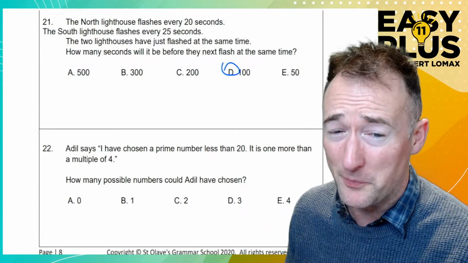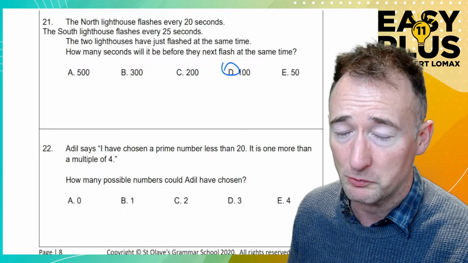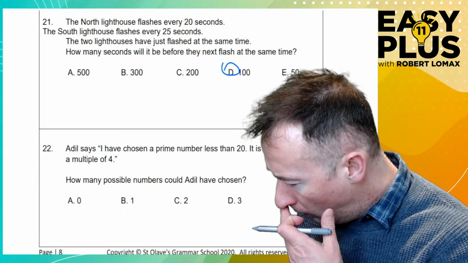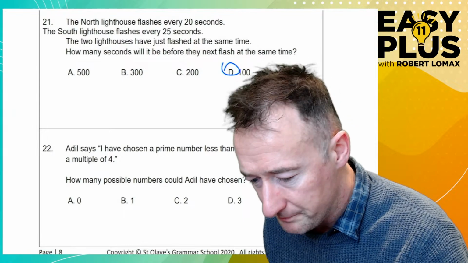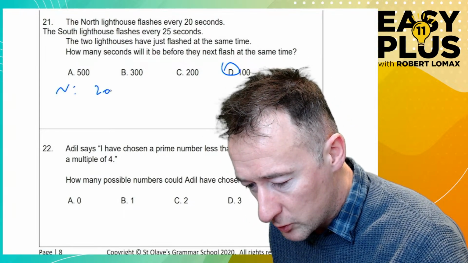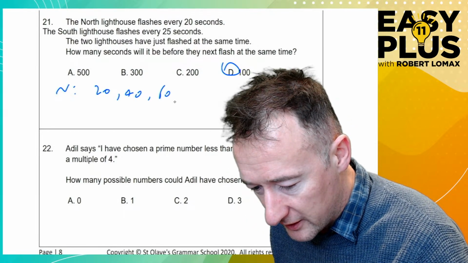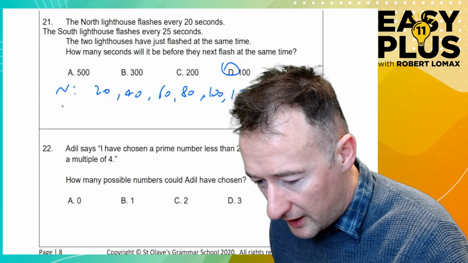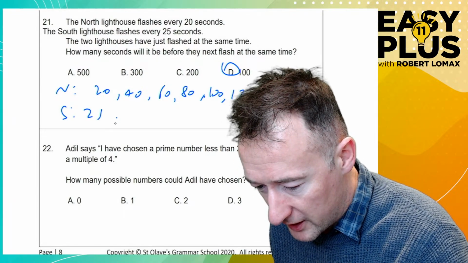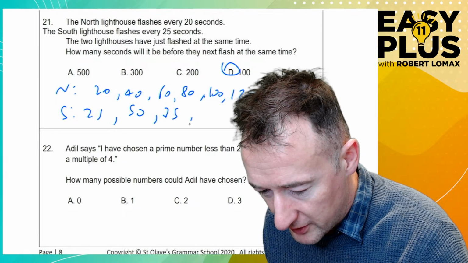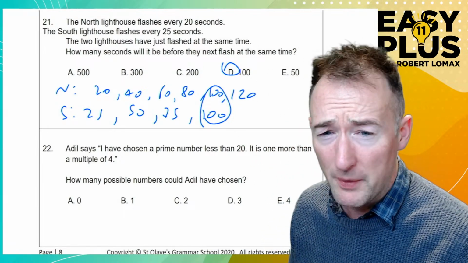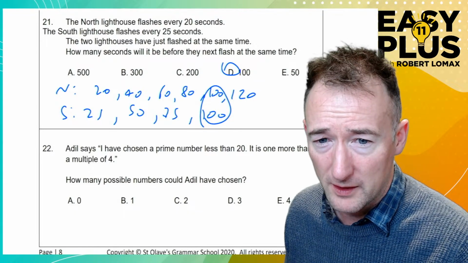I think this one's absolutely fine as a mental maths problem, actually. Nothing wrong with doing that if you understand what you're doing. If you aren't sure what you're doing, write them out quickly. North, 20, 40, 60, 80, 100, 120, that'll do us. And then you do south, 25, 50, 75, 100. Oh, we've got 100 matching up there. So you get there quite easily.